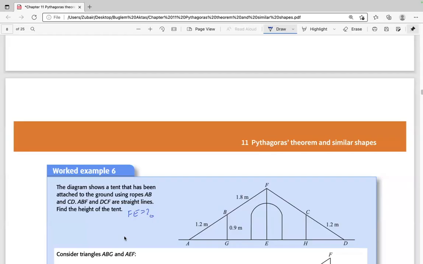Can you point out two similar triangles? CHD and BGA. Now note the difference. What you're saying are congruent triangles, and we are doing similar.